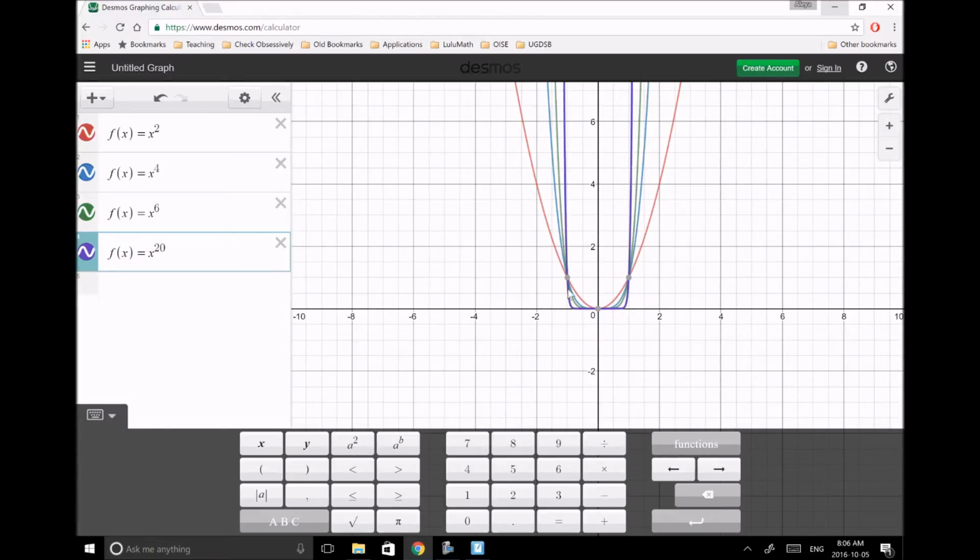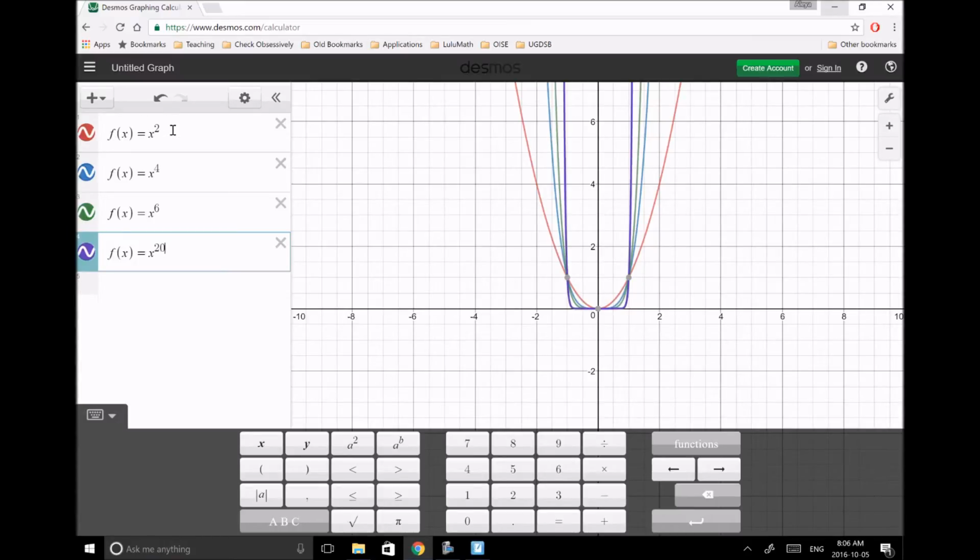So if you notice, it almost looks like it's flat right here because when I have these values raised to the power of 20, the smaller ones don't make that big of a difference. As I get closer and closer to 1, 1 to the power of 20 is just 1, but as I get closer to 2, 2 to the power of 20 is humongous, right? But they all have the same general shape.